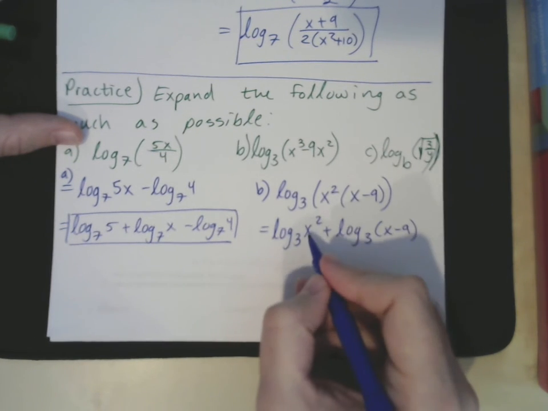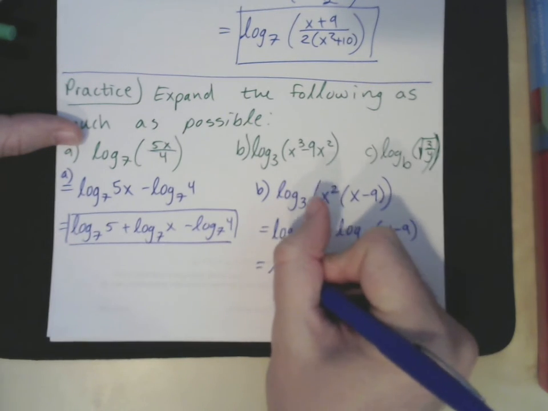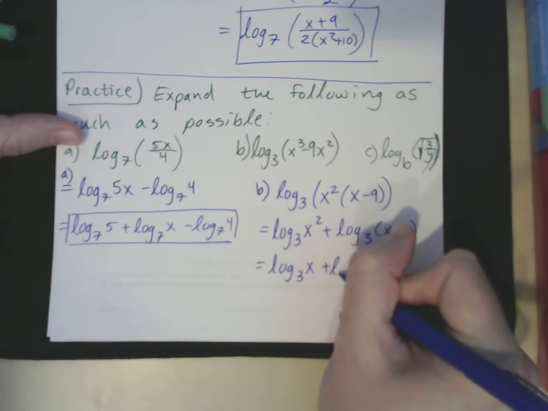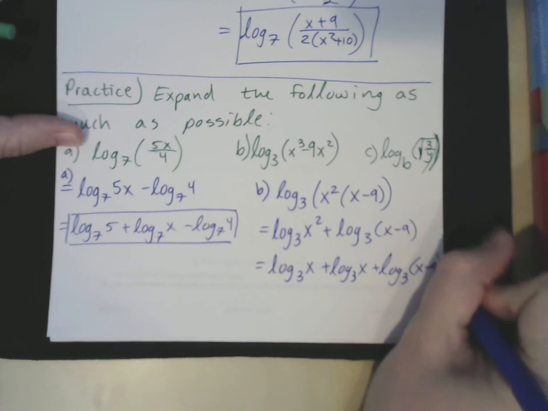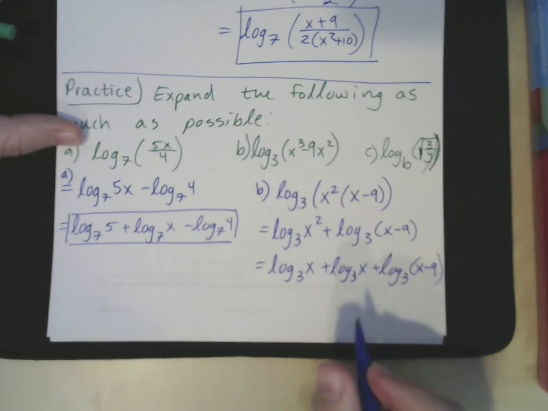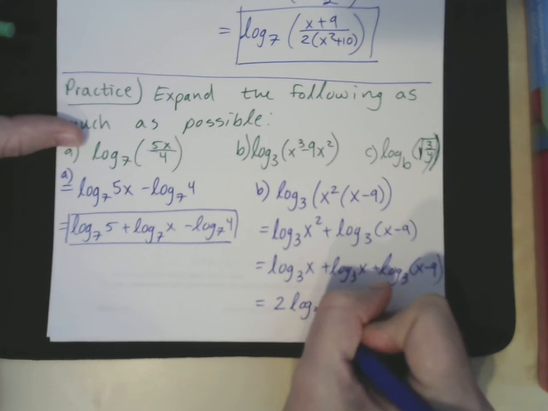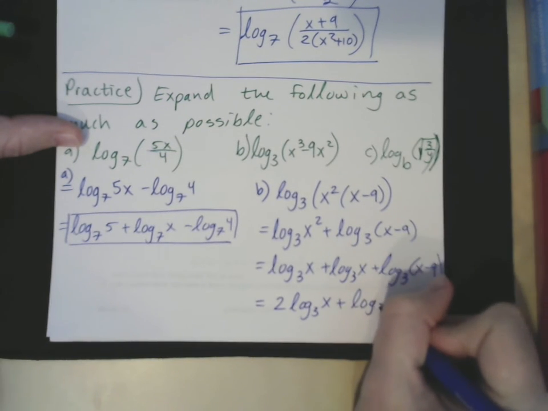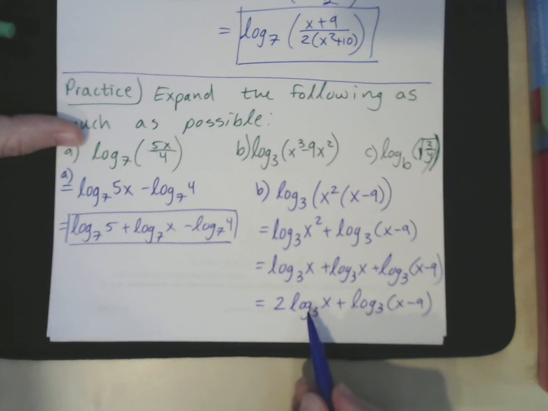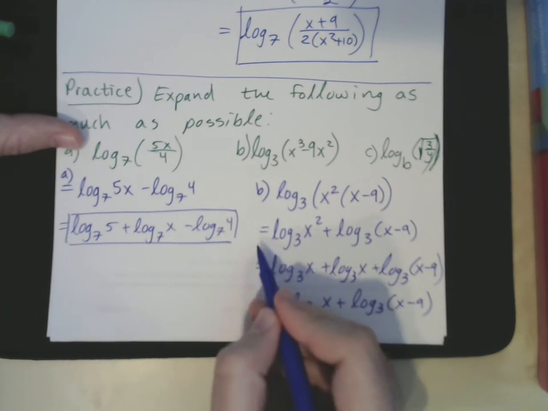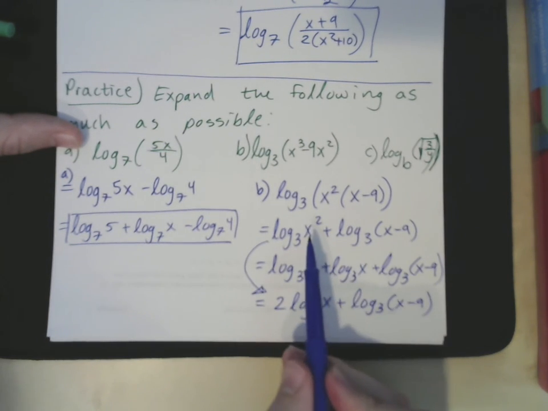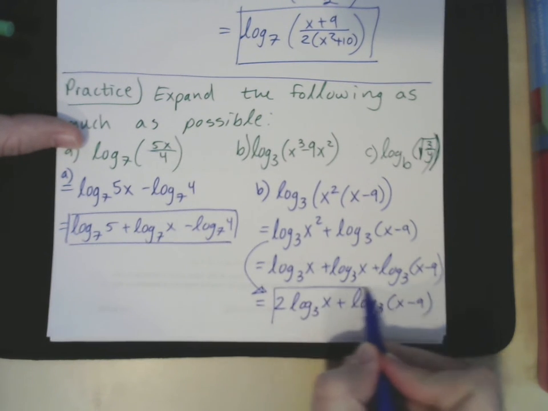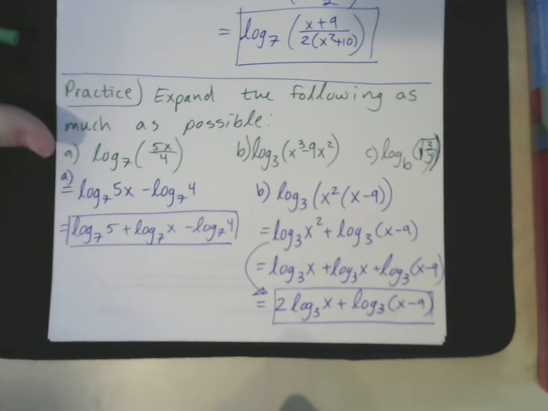And now there are two ways to take care of this. We can see that x squared is x times x, and write this as log base 3 of x plus log base 3 of x plus log base 3 of x minus 9. Then simplifying, we have two of these, so this is 2 log base 3 of x plus log base 3 of x minus 9. This is why we have that property that allows us to bring the exponent down, because we could have gone straight to here. But if you ever forget, just think of it as a multiplication. In either case, we get our final answer as 2 log base 3 of x plus log base 3 of x minus 9.